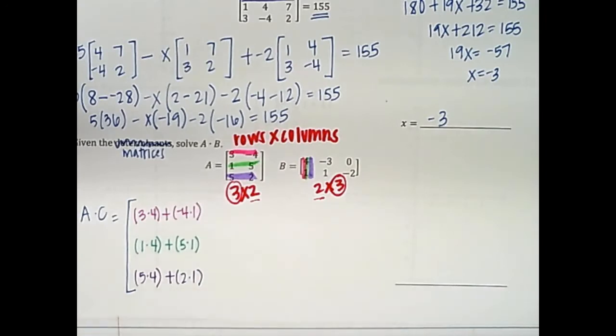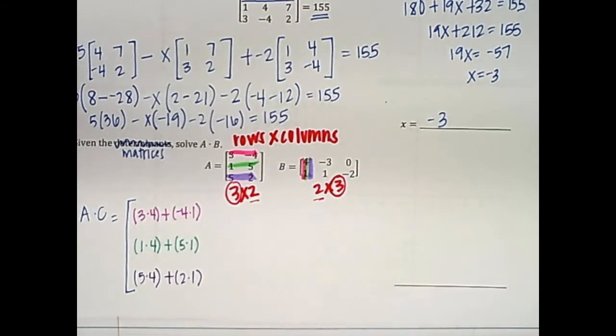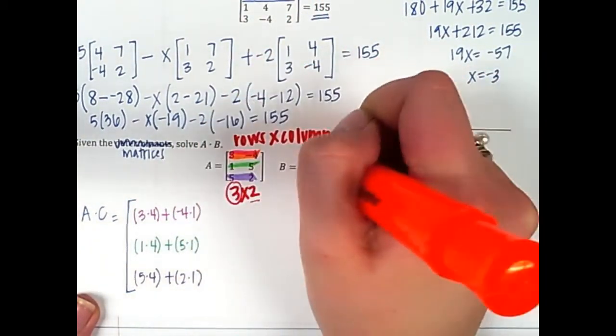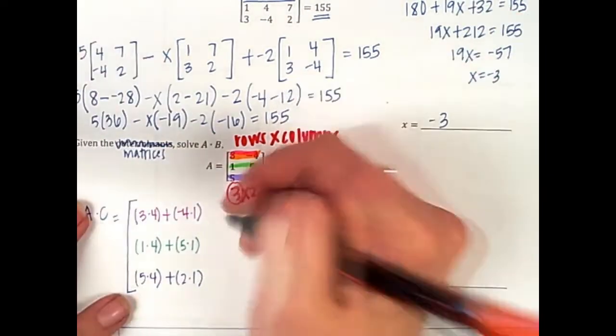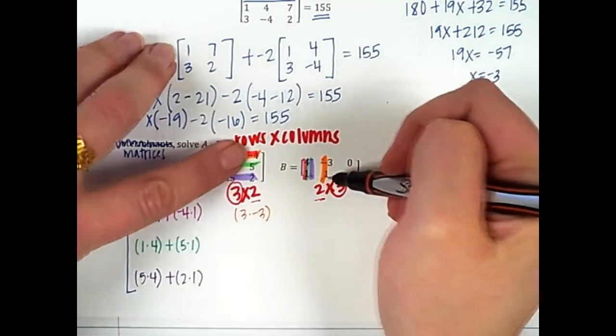Okay, so now if I move over in my column, I'm going to move over to my second column. I'm going to run out of colors here, but first row, second column would be here. So we would go 3 times negative 3 plus negative 4 times 1.